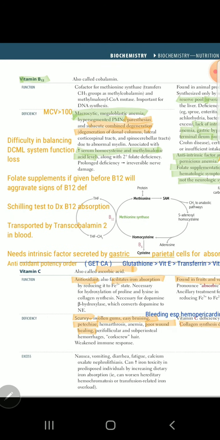So vitamin C is ascorbic acid, B complex aside. It is also water soluble, and it is an antioxidant. We know the list, it is after vitamin A, it is most potent, and facilitates iron absorption. Why? Because it converts iron from the Fe3+ form to the Fe2+ form. Fe2+ is absorbed because of the divalent metal transporter in the GIT, DMT. So divalent ions would be absorbed.